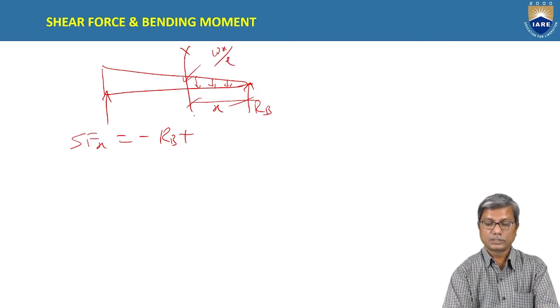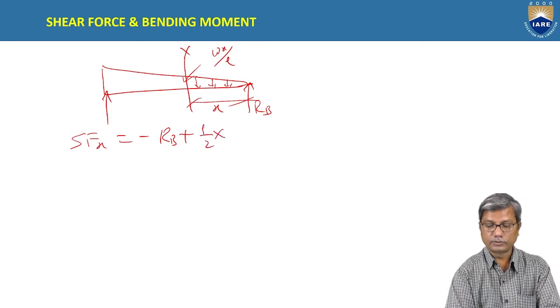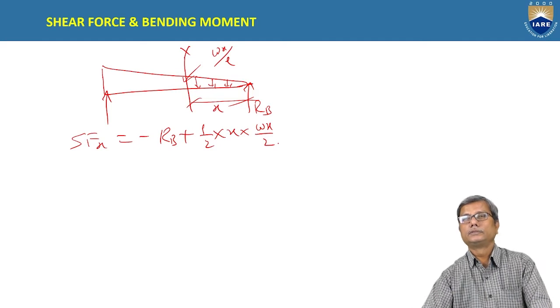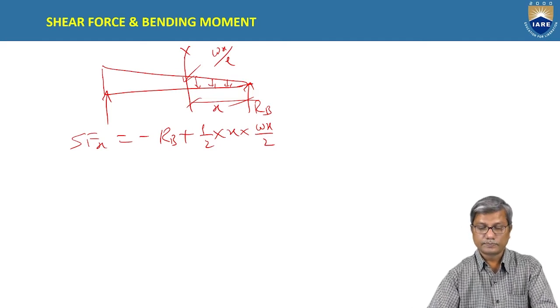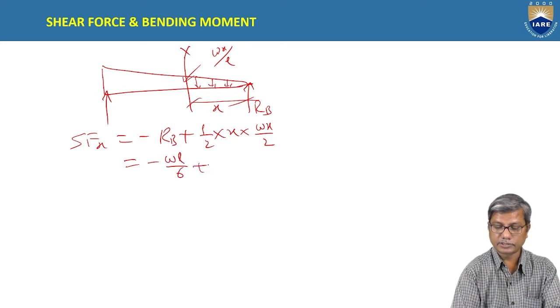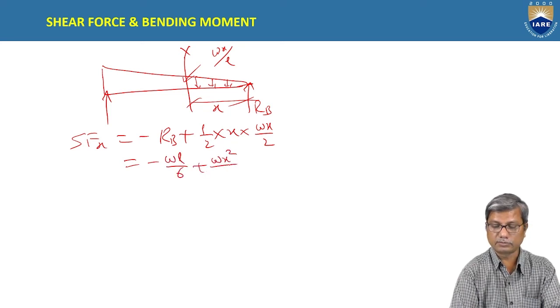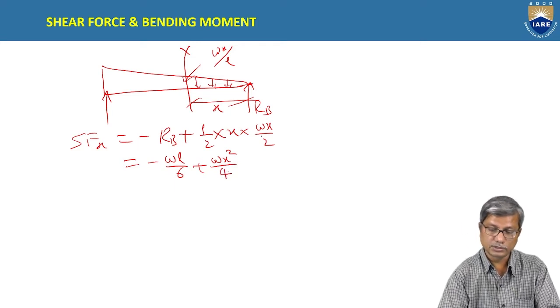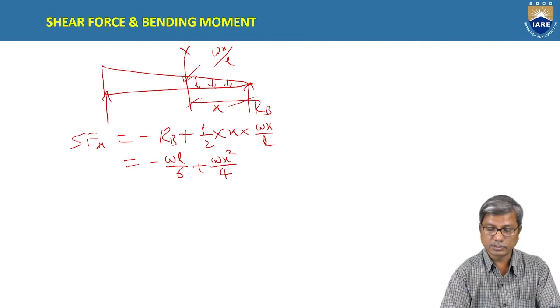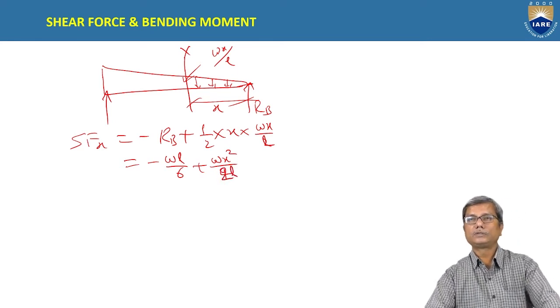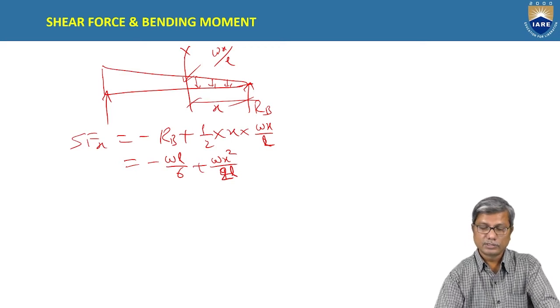So what is the total load? Half into base into height. Height is Wx by L. Okay, so this is minus WL by 6 plus Wx square by 2L. Wx square by 2L, okay, yeah, this is Wx by L here.